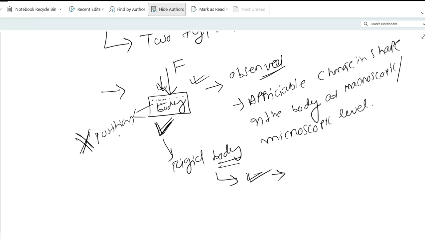So in a rigid body, the particles of the body are rigidly attached to the body.